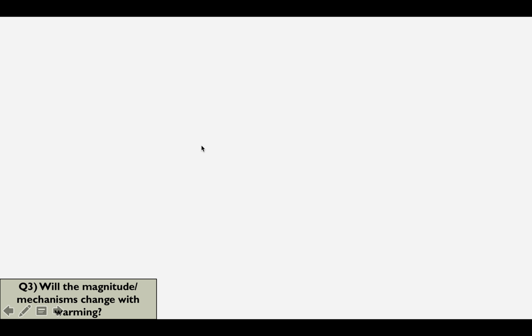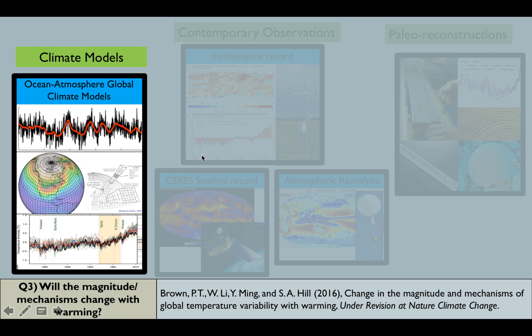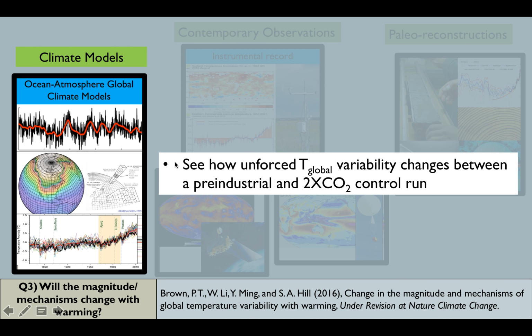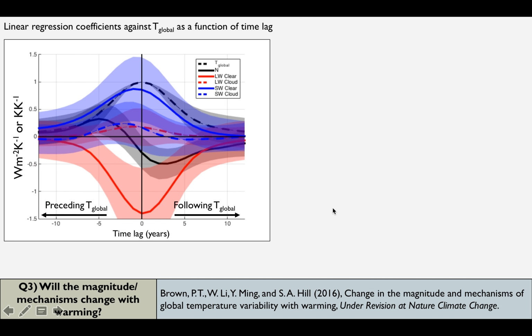So the third question then is, will the magnitude and mechanisms of unforced variability in global temperature change with warming? So this is a question that we looked at in a climate model context, and we took kind of one model and looked at it in great detail. So we looked at how unforced variability in global temperature was different between a pre-industrial control run and a 2 times CO2 control run, meaning that we doubled CO2 and let the system find a new equilibrium value and then looked at its unforced variability. So it's not in a transient warming state, it's just in a warmer state in the 2 times CO2 run.